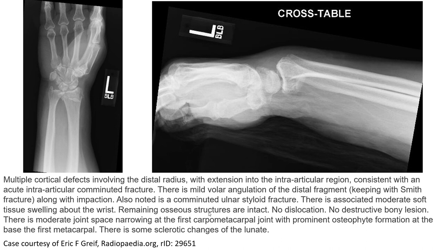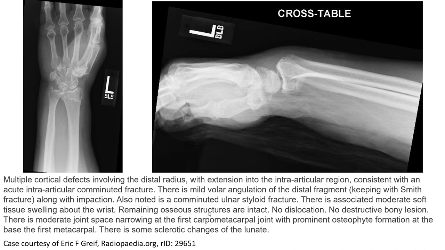From these two images, we can see multiple cortical defects involving the distal radius with extension into the intra-articular region, consistent with an acute intra-articular comminuted fracture. There is volar angulation of the distal fragment along with impaction. Also noted is a comminuted ulnar styloid fracture. There is associated moderate soft tissue swelling about the wrist.